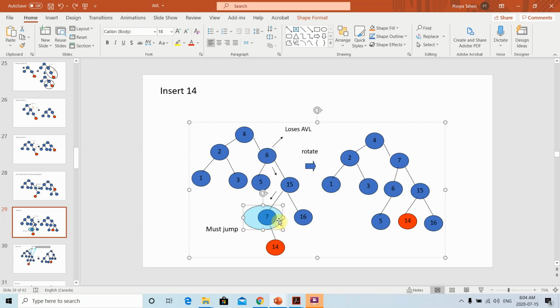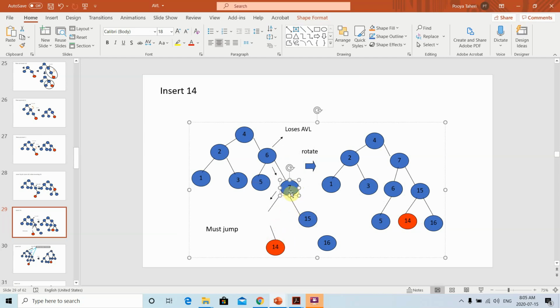So let's forget about the jumping for now. Here we have to do the double rotation on these three nodes. First of all, we have to do a right rotation around the middle node. We have to move this one towards the right, and this one towards the right as well. So 15 is going to move down, and 7 is going to move up.